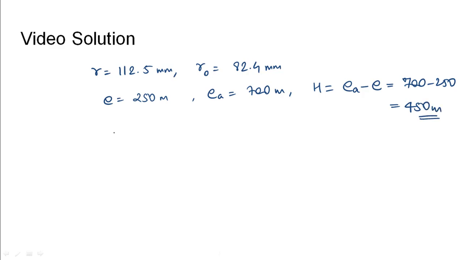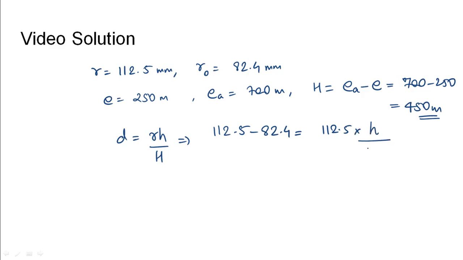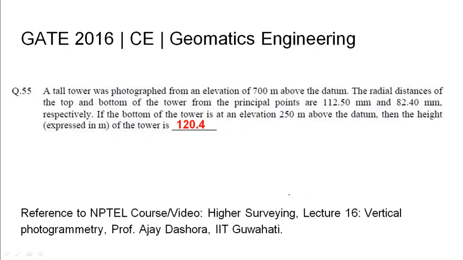Using the equation of relief displacement that we saw in the previous slide, that is Rh by capital H, here D would be R minus R0, so that is 112.5 minus 82.4 equals R, that is 112.5, into the height of the tower small h that needs to be found, divided by capital H value that was calculated as 450 meters. h will be found out as 120.4 meters. So the height of the tower was found as 120.4 meters.